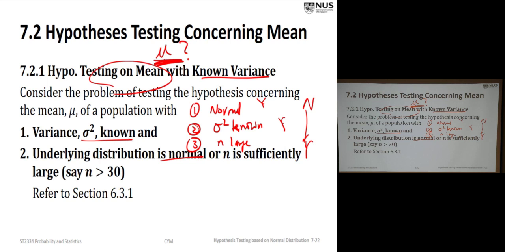The test statistic will be like this. We are interested in mu, so naturally we look at X bar. Look at the difference, whether this difference is big or not. But we cannot tell whether it's big or not without considering the variation of X bar. So what is the standard deviation of X bar? If sigma is known, it is sigma over root n. So this will be our test statistic.